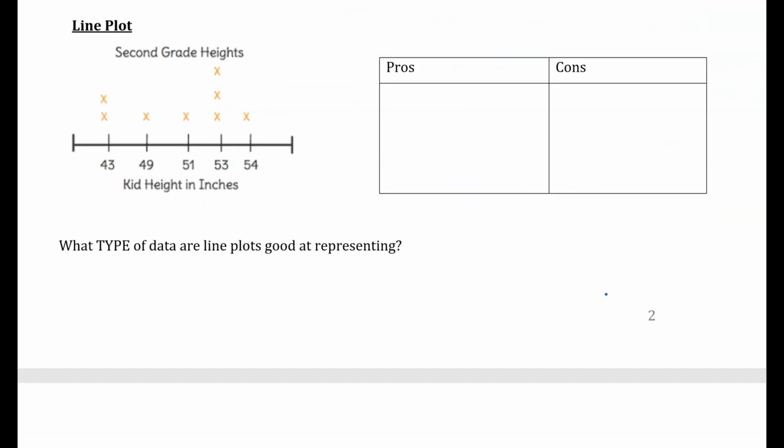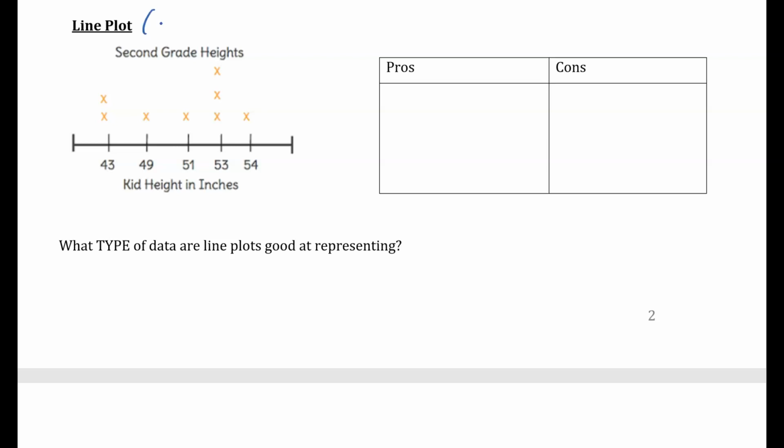All right, so let's talk about line plot. Line plot is something that's introduced usually in first grade. I remember when my kids started doing a line plot, and they struggled with it a little bit, especially with the answering questions part. So a line plot is different than a line graph.